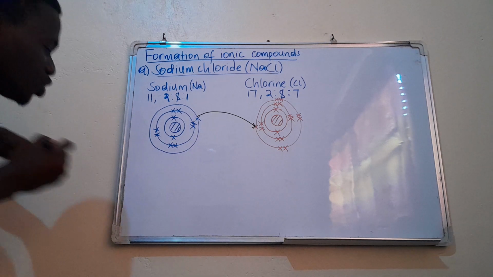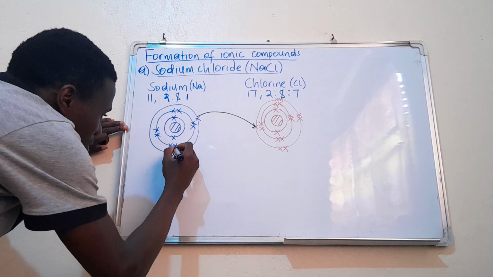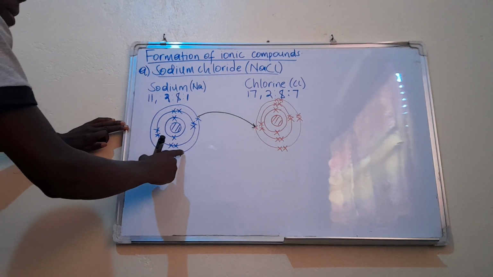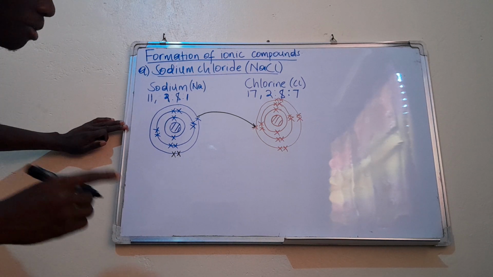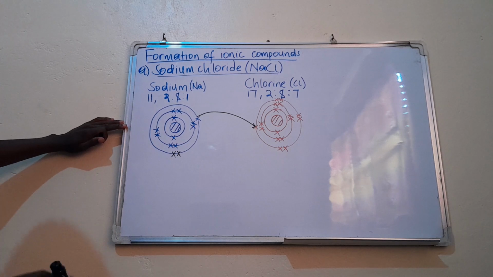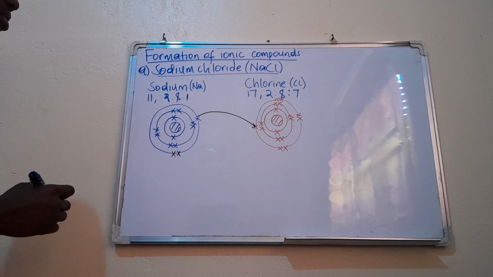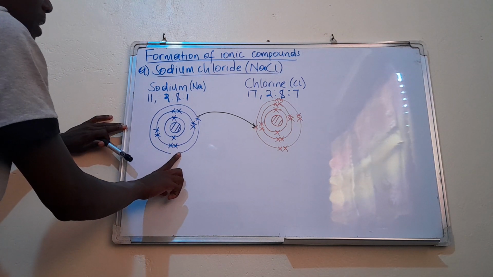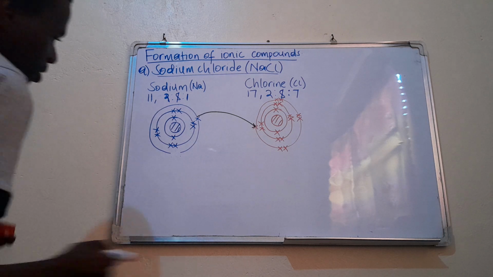If we had 2 electrons on the outermost shell of sodium, this is an assumption, and they were paired like this, we would not transfer them. When electrons exist in this paired form, they are stable. They don't participate in bonding. We only transfer unpaired electrons.